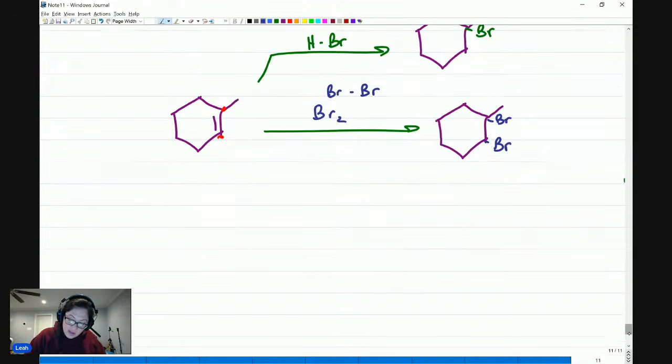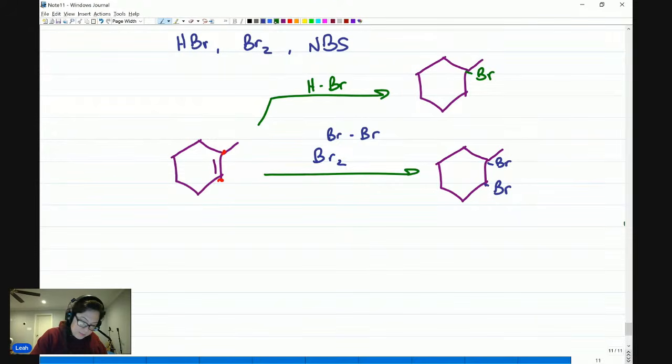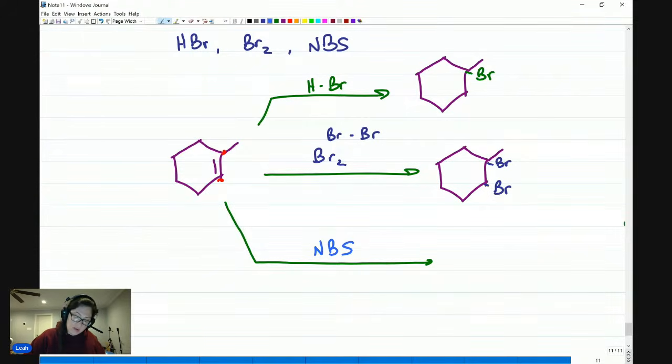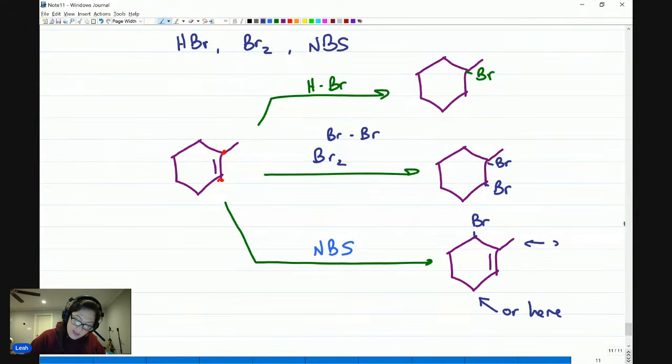The least common one, the scariest one, and if you're taking the ACS, let me know in the comments, because you absolutely have to know what this stands for and what this means. If I use something like NBS, that pi bond is not going to break, but I will get a bromine adding on the side next to it. For example, I can get a bromine here, or I can get a bromine here. I can even get a bromine here.